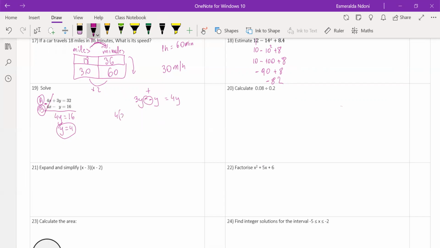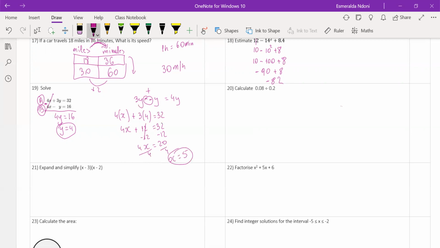I have 4 lots of x plus 3 lots of 4, and that gave me 32. So 4x plus 12 was 32. Now we need to solve to find x. 4x is 20, divided by 4, x is equal to 5. I found x and I found y.